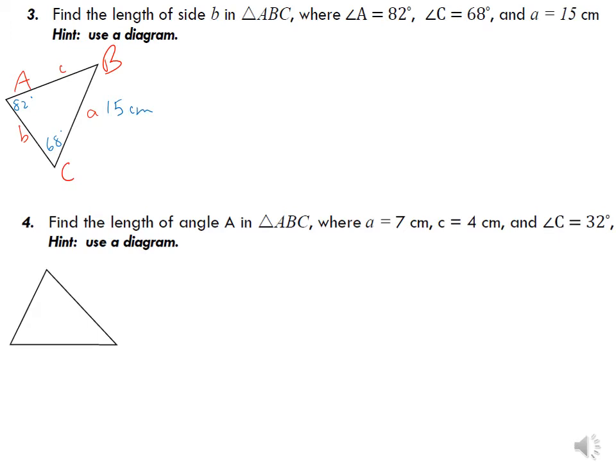And we want to know side B. I don't see a 90 in there, so we're not going to use Sohcahtoa. So we're going to go to our chart. Fill in what you know. A is 82. C is 68. And side A is 15. And we want to know this.